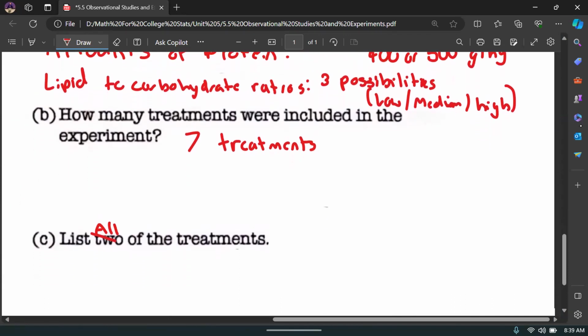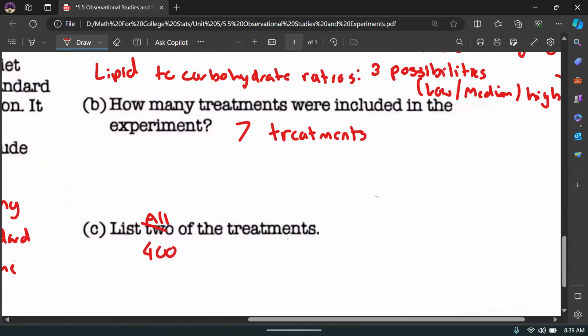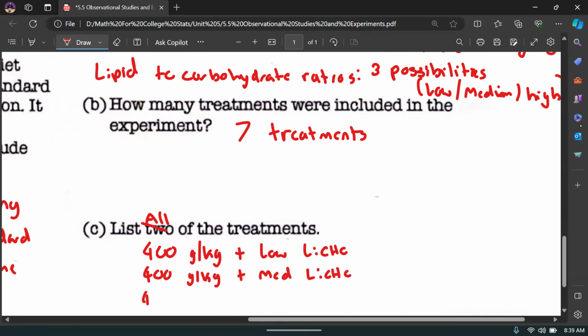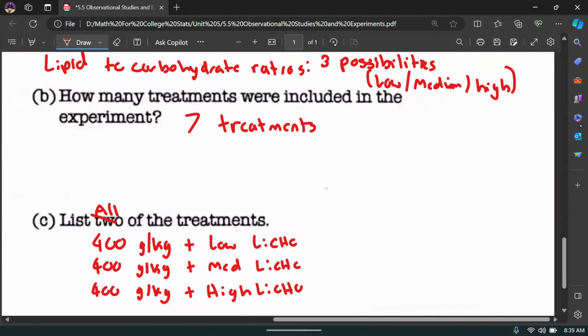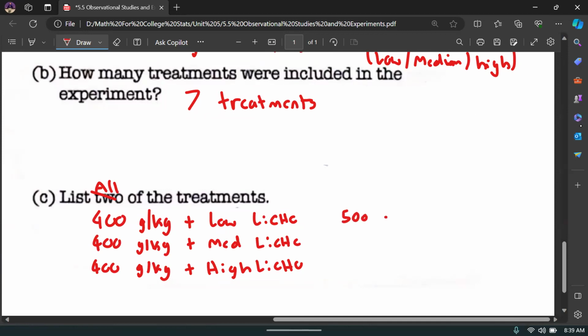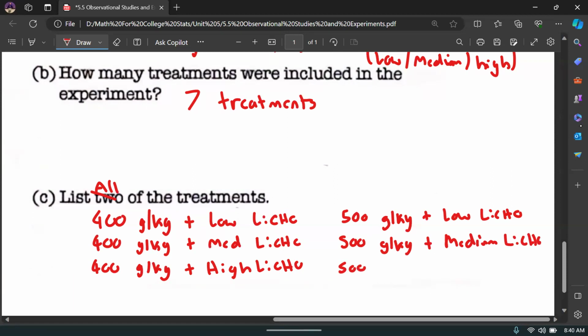There would be the 400 grams per kilogram protein, paired with low lipid to carbohydrate. There would be the 400 grams per kilogram plus the medium lipid to carbohydrate, and there'd be the 400 protein with the high lipid to carbohydrate. But of course, you would also have the same 3 for the 500 protein. So the 500 protein with the low lipid carbohydrate, the 500 protein with the medium lipid carbohydrate, and then the 500 protein with the high lipid carbohydrate. But that's only 6, so why did I say 7?